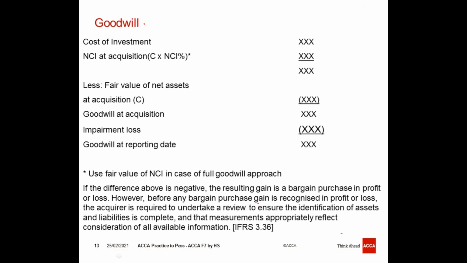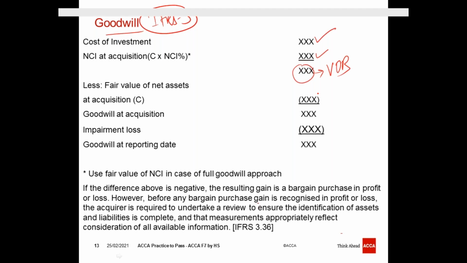Now, for the goodwill, IFRS 3 says that you need to calculate the amount of the goodwill for the balance sheet. So the first thing is the cost of investment. Then NCI at acquisition should be added. We will get the total value of the business. And it should be adjusted with the fair value of net assets at acquisition, and we've got the value of goodwill at acquisition. And after the impairment loss, there will be goodwill at reporting.